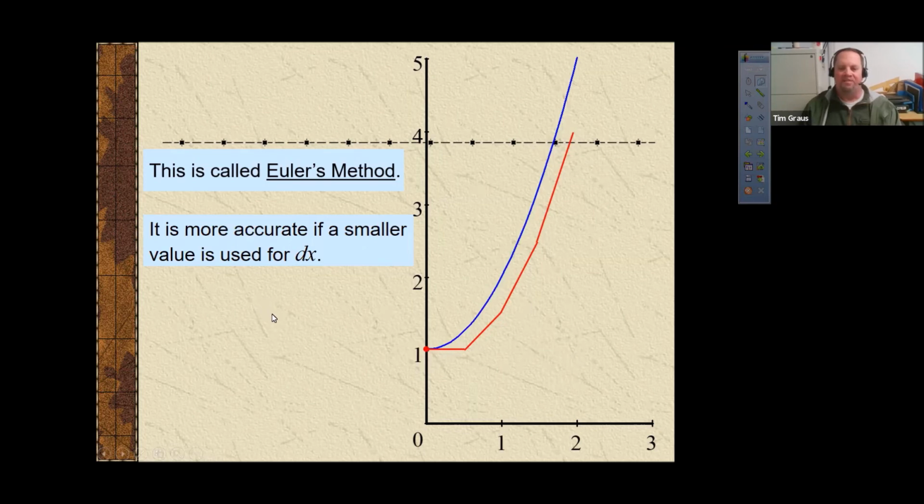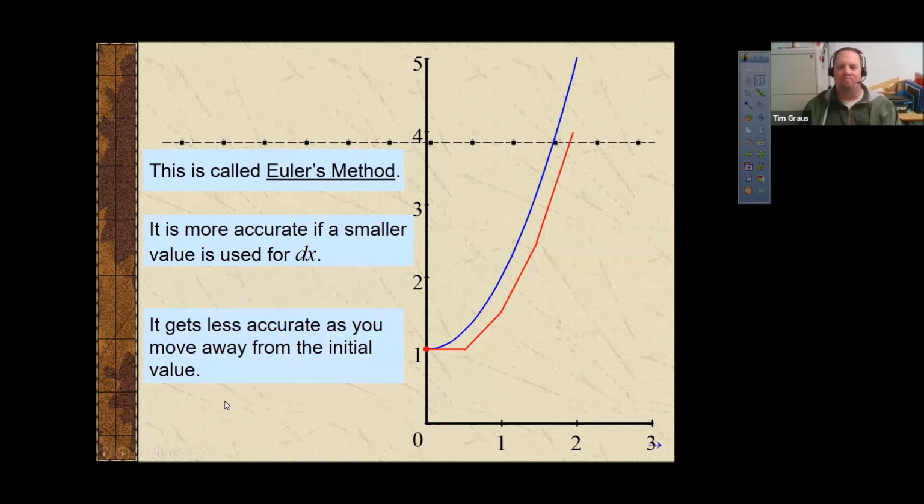But the fact is, Euler's method is only an approximation, and it will always get less accurate the farther away we move from that initial value. So by making those steps smaller, I can stay close to this curve for a while, but eventually, no matter how small I make those steps, it will eventually start to break away from the actual curve.